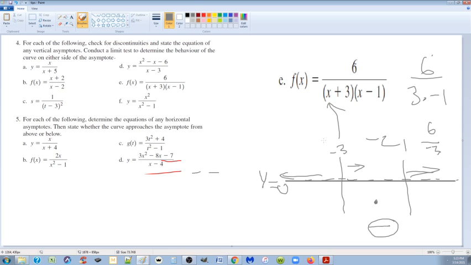And then on the other side, let's take minus 4. You get 6 over minus 1 times minus 5. You get 6 over 5. So we can see we're up positive. And I'm pretty much going to guarantee it's up positive here too. So for the right side of 1, we're going to take 2. And when we punch 2 in, we get 6 over 5 times 1, which is 6 over 5. A little positive.